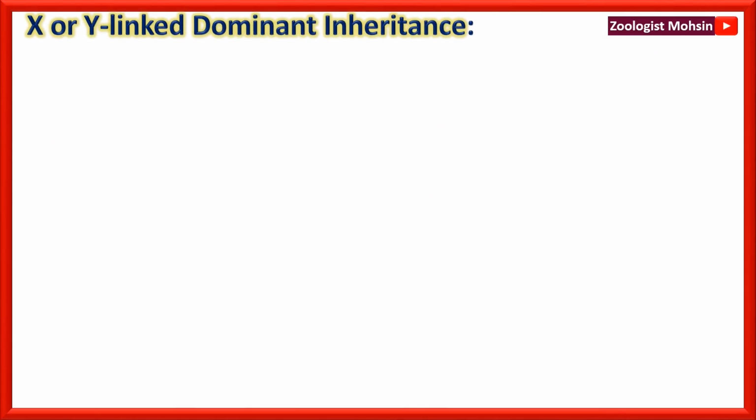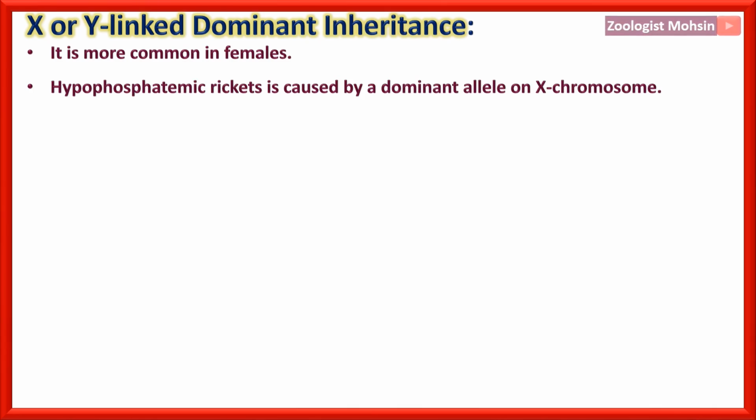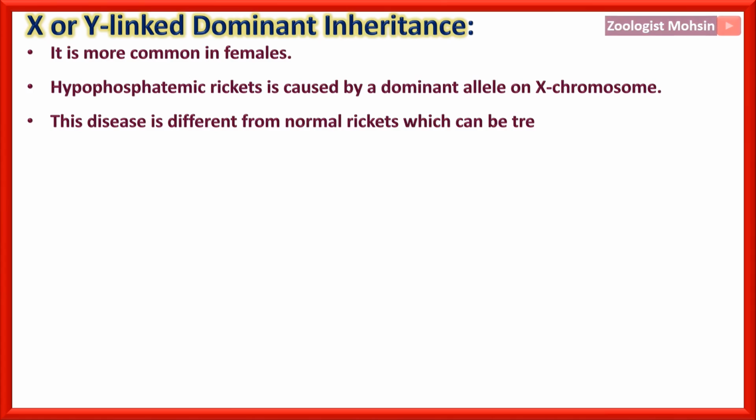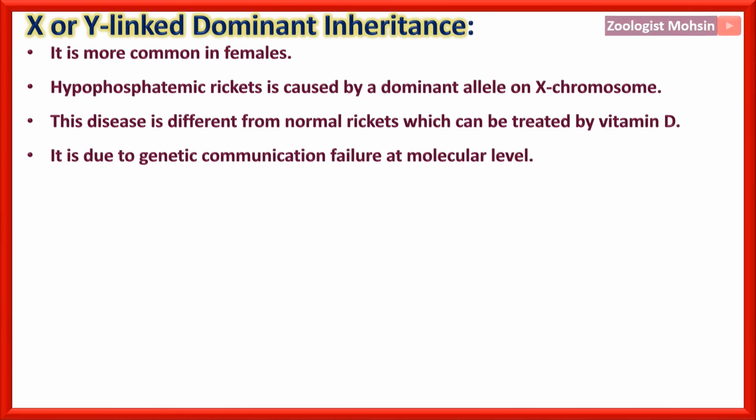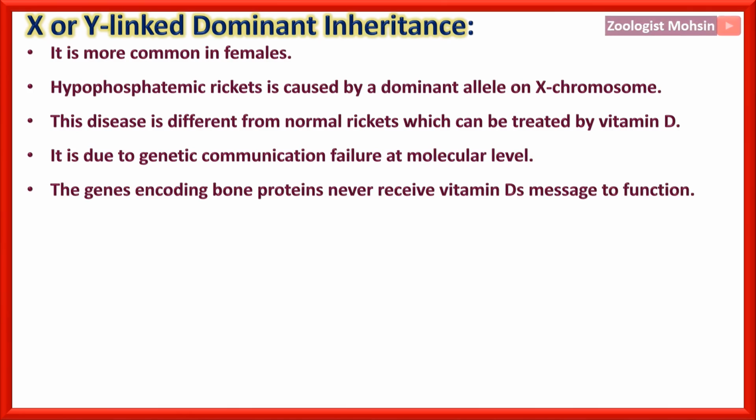X or Y linked dominant inheritance. It is more common in females. Now, hypophosphatemic rickets is caused by a dominant allele on the X chromosome. This disease is different from normal rickets, which can be treated by vitamin D, but hypophosphatemic rickets cannot be treated with vitamin D. It is due to genetic communication failure at the molecular level. The genes encoding bone proteins never receive vitamin D's message to function.